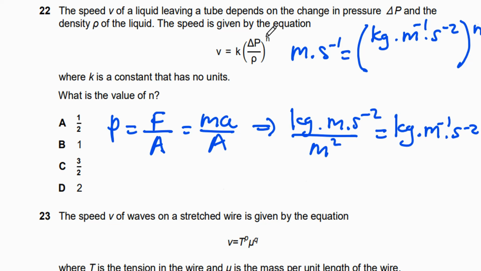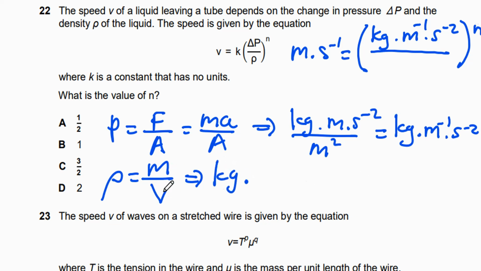All to the power n. Then it's all over density. So we want the SI base units for density. And we know density is defined as mass per unit volume. And of course the mass is in kilograms. Volume is in meters cubed, which when we take it to the top here becomes m to the negative 3. So density here we can replace with kg times m to the negative 3.